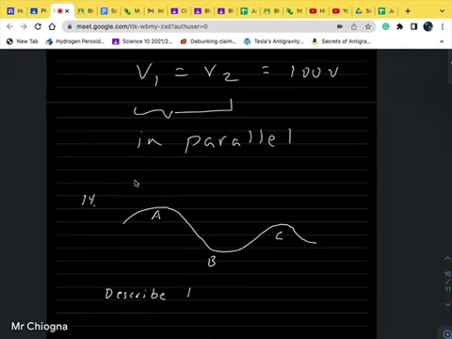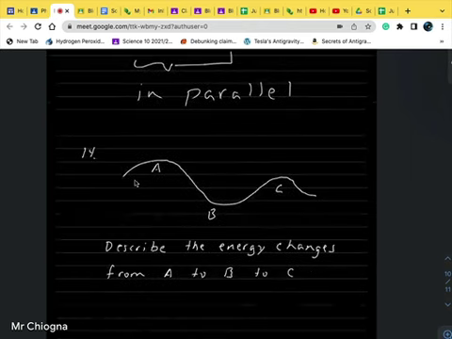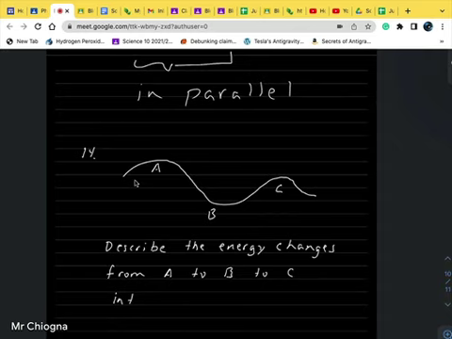So was I. Describe the energy changes from A to B to C. In terms of, what do you think I mean by that? The energy changes. Which energy do you think? Yeah, good. In terms of potential and kinetic energy. And you can label them PEA, KEA, PEB, KEB, etc.